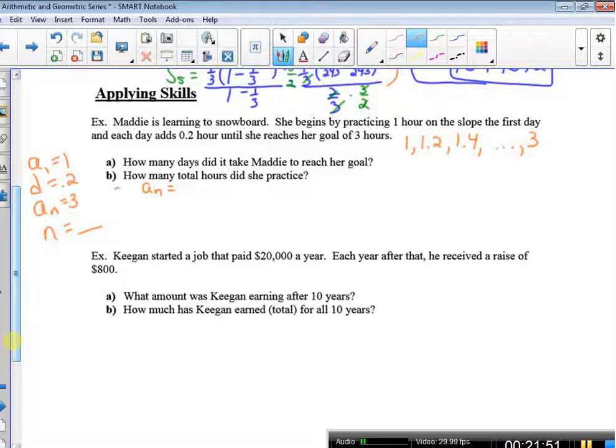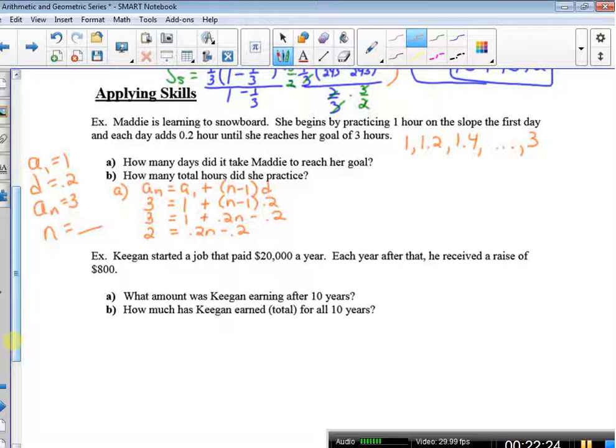A sub n equals A sub 1 plus n minus 1 times d. That's to find a term. That was the previous lesson. We know A sub n is 3. That's the last term. A sub 1 is 1. We're looking for n, and we know d is 0.2. So we have 3 equals 1 plus 0.2n minus 0.2. So if I subtract 1, I get 2 equals 0.2n minus 0.2.